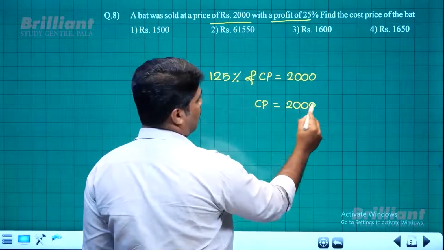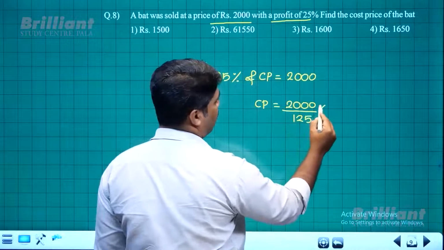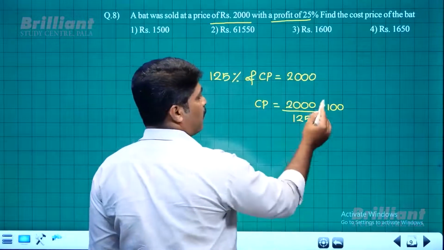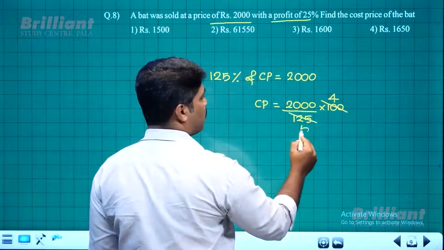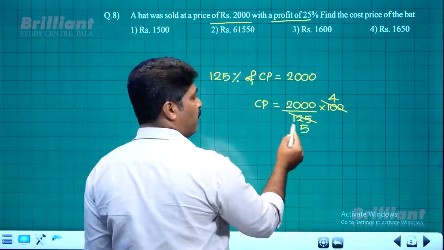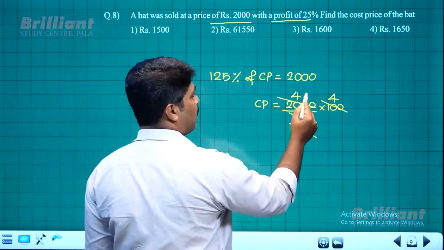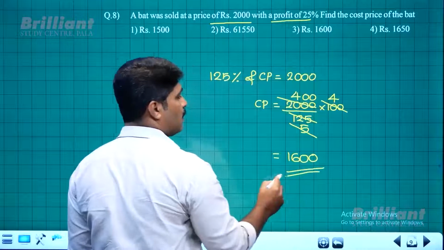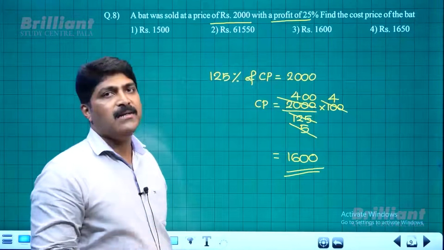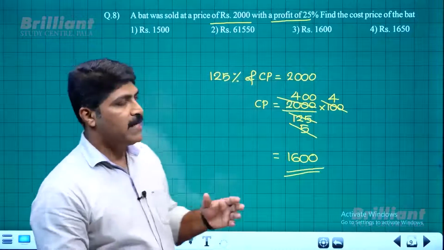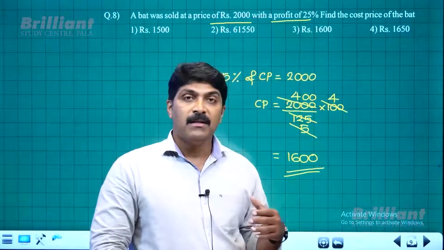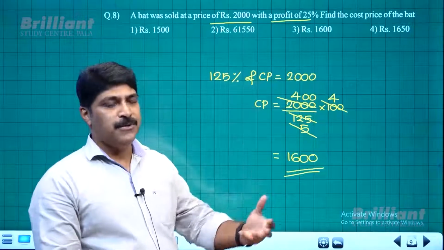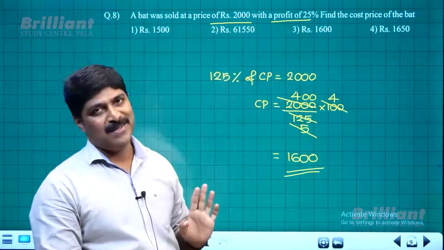That is 2,000 divided by 125 into 100. That's simple, so we just simplify this. Here we know that 4 times 25, this is 5 times 25. And here we can simplify again. This is 400. So 400 into 4, that is equal to 1,600. So this is one way. Or in another way, you just practically think about which among the given options, when 25% is added to it, makes it equal to 2,000. That's very simple.